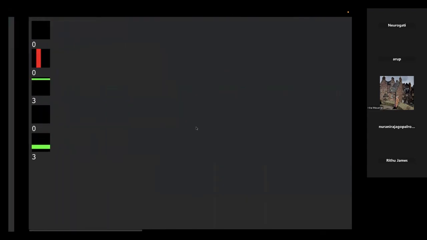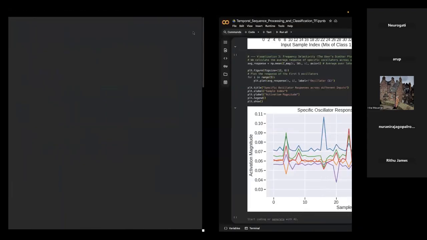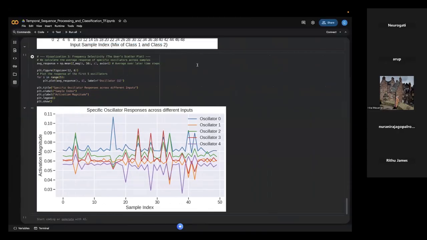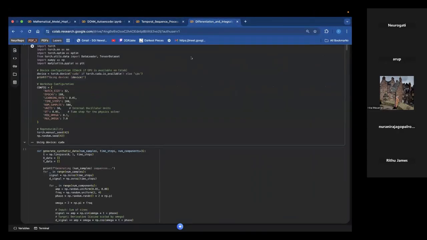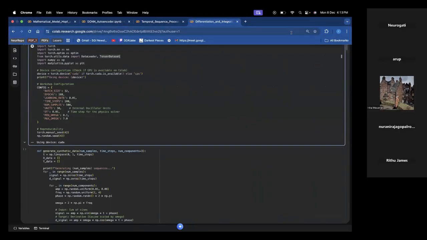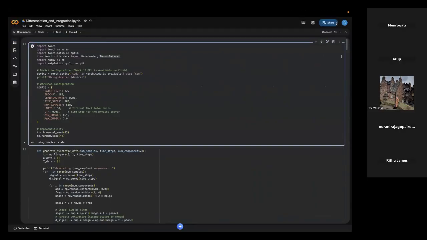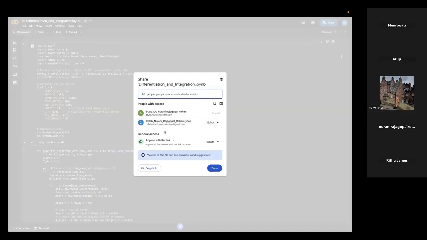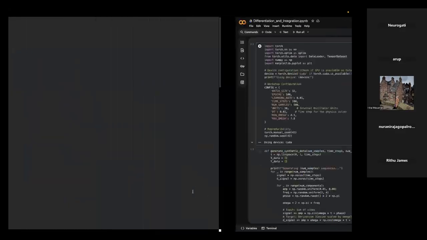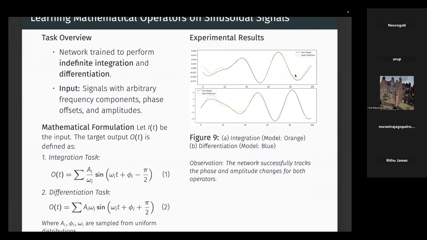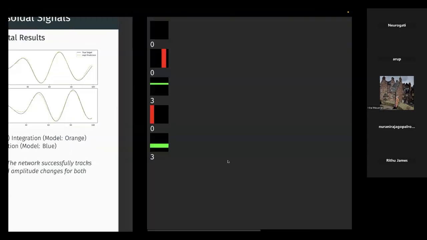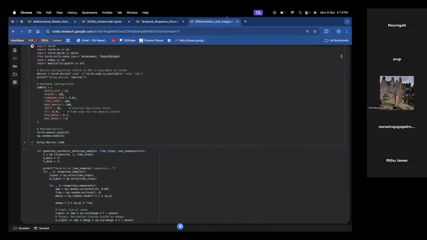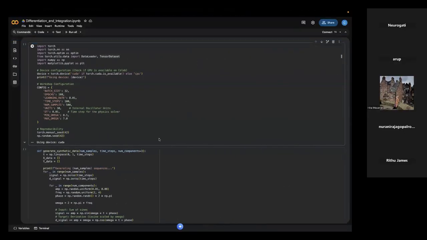Okay, so the third code, I hope I did share it. The fourth one, that is. So I think I have not shared this. Sorry. Let me share this as well. So I hope everybody has received the link.